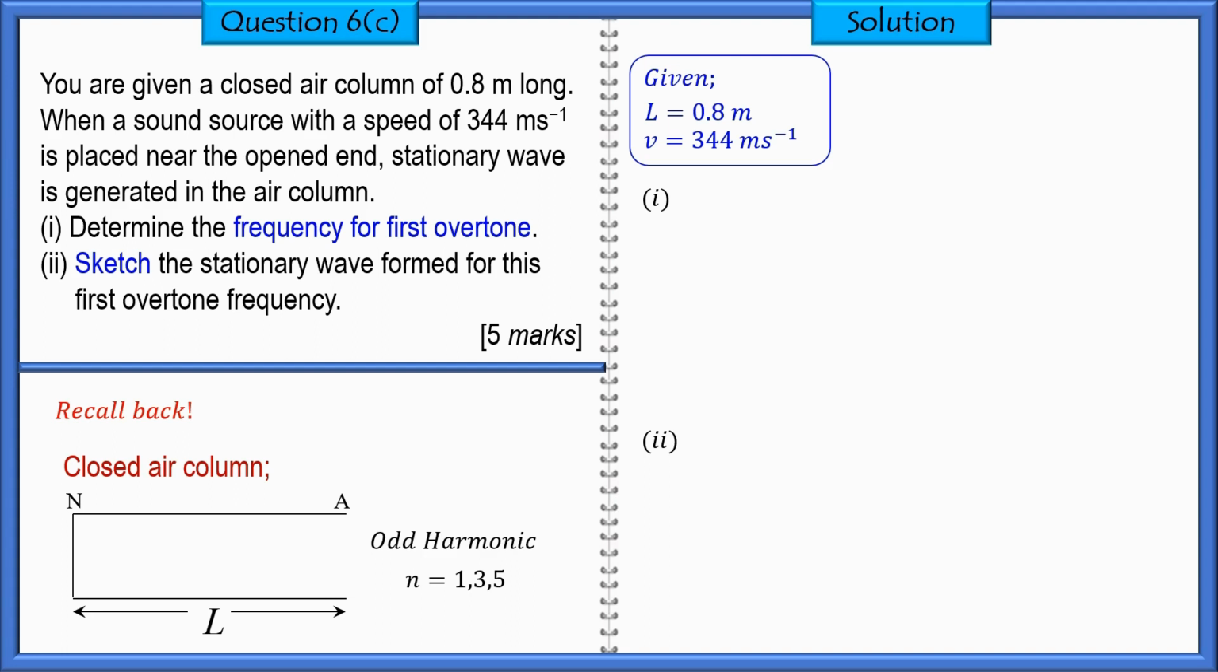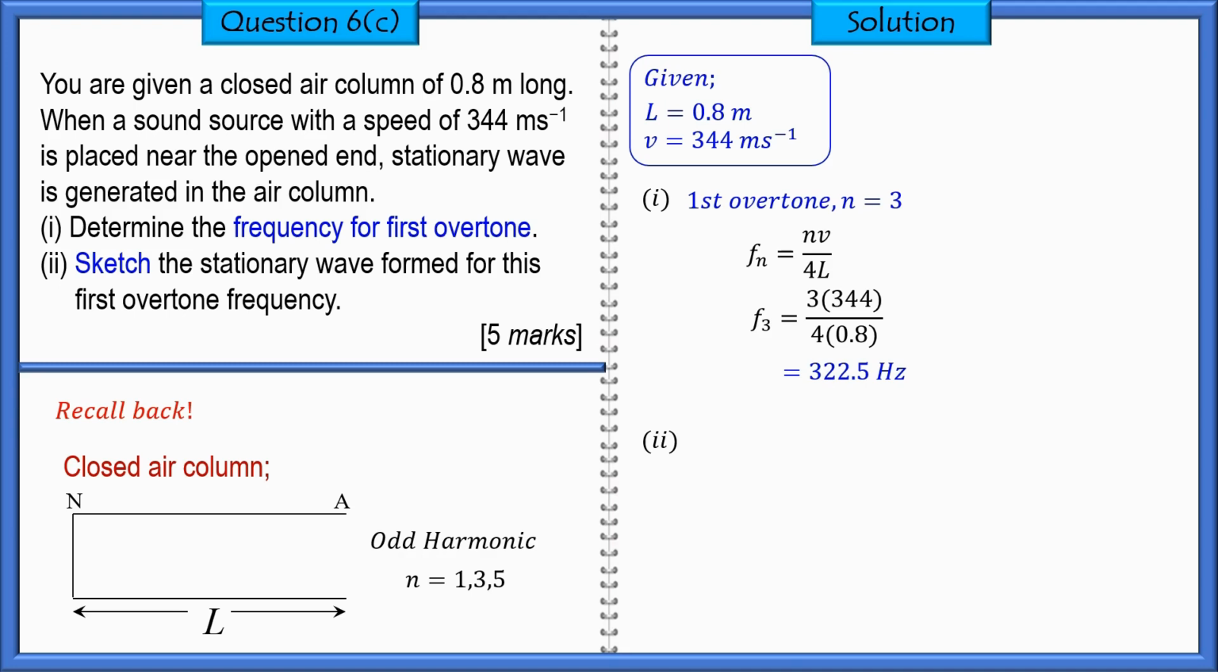So to determine the frequency for the first overtone, we know that for the fundamental frequency, n is equal to 1. After the fundamental frequency is the first overtone, so n is equal to 3. To calculate the frequency for the first overtone, you need to use the equation f_n equal to nv over 4L, referring to the closed air column. Then substitute the value for n, which is 3, v is 344, and L is 0.8. You will get that the frequency for the first overtone is 322.5 Hz.